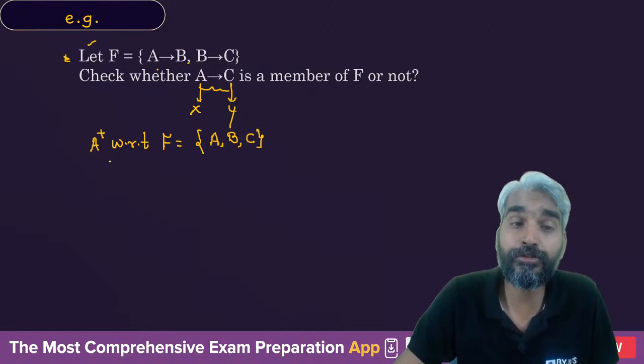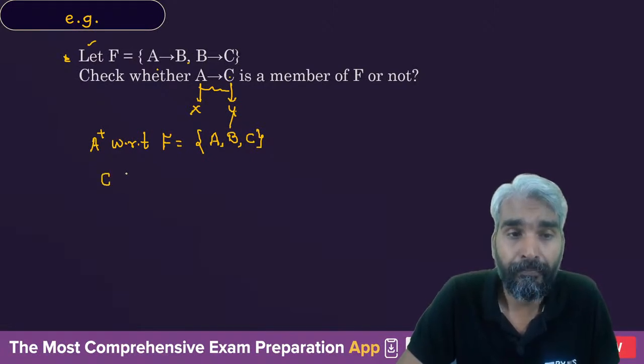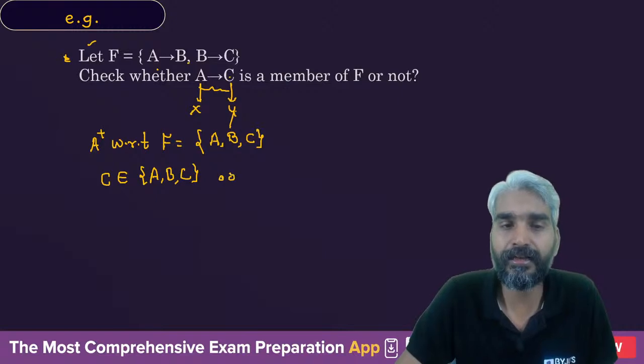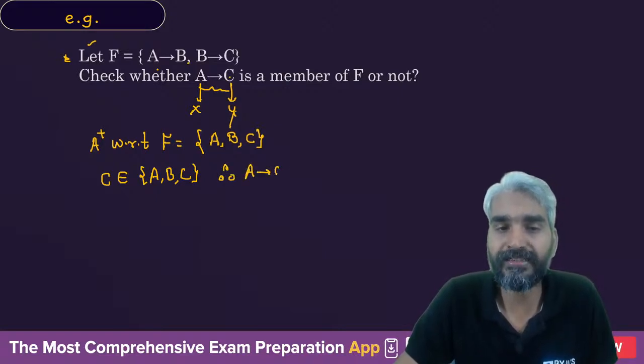Now you just need to check whether Y, which is C, belongs to this A closure or not. So you can actually see that C belongs to A, B, C, right? C belongs to A, B, C. Therefore, A implies C is a member of F.